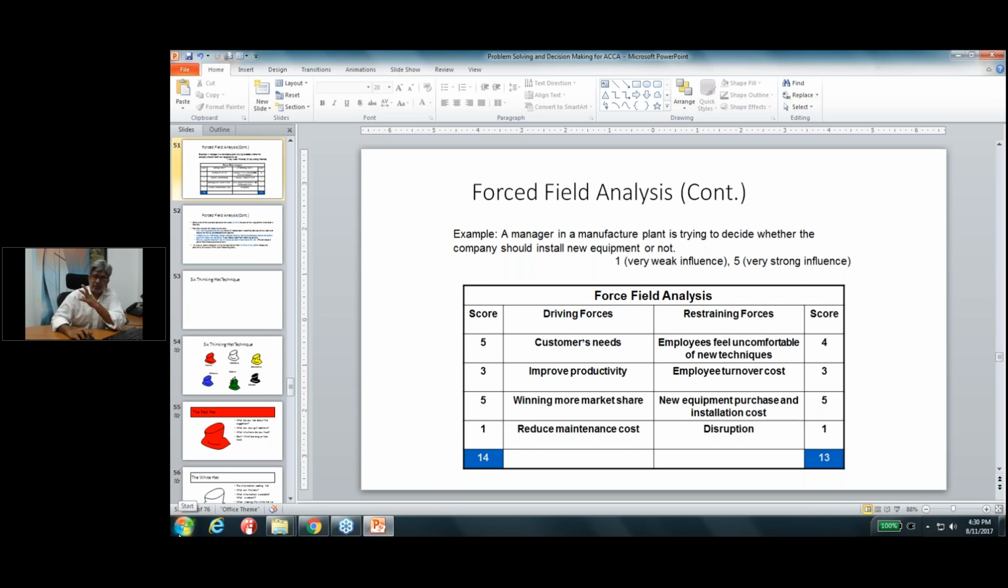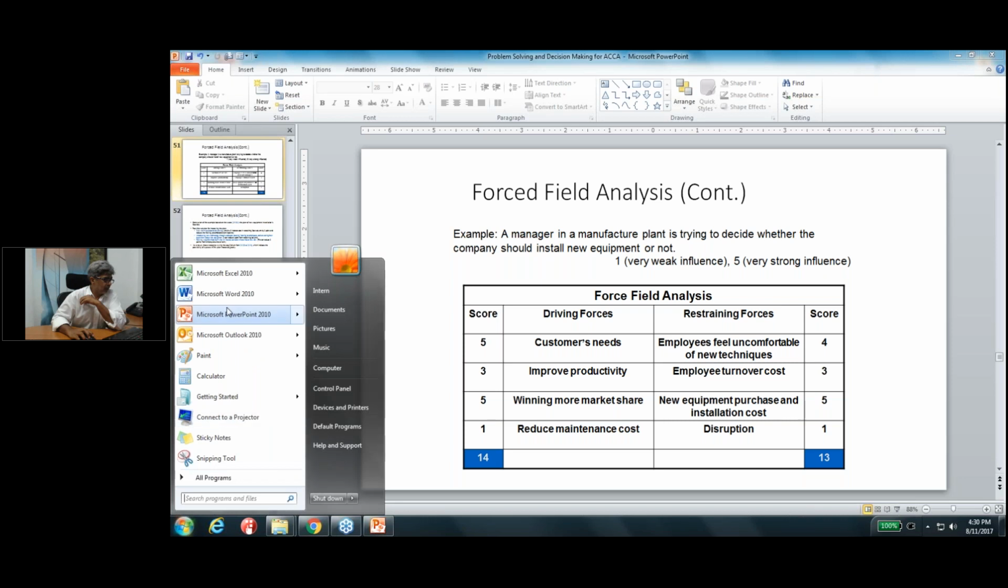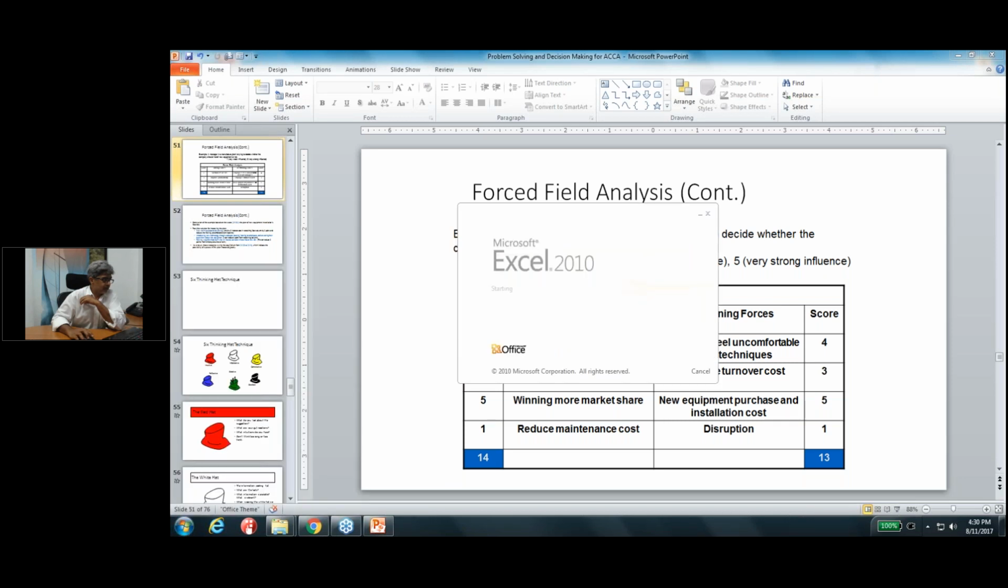If you open Microsoft Excel, okay, fine.